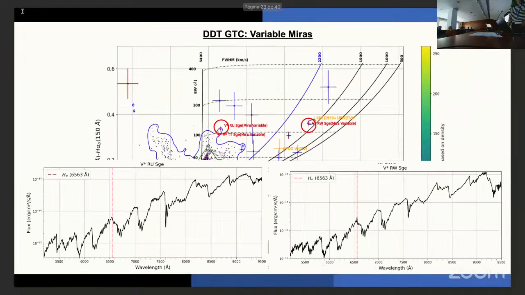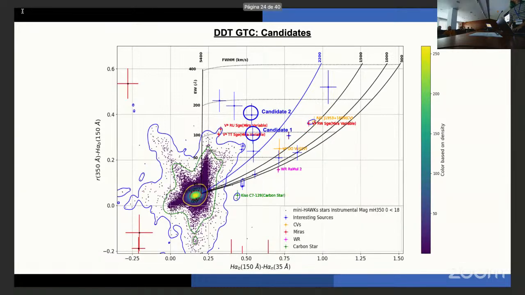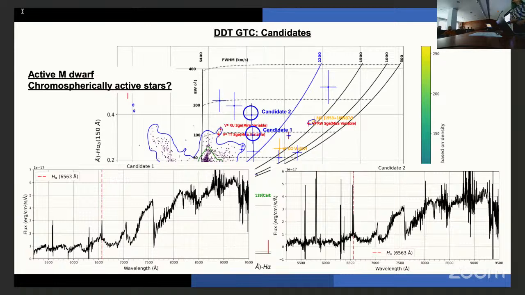And we observe two variable Miras which have broad absorption bands, the titanium oxide, which simulates an emission in H-alpha and will contaminate the region of candidates of black holes. And we also observed two potential black holes, but finally these seem to be active M dwarfs. They have an emission in H-alpha with broad absorption lines that simulate a broad H-alpha line.